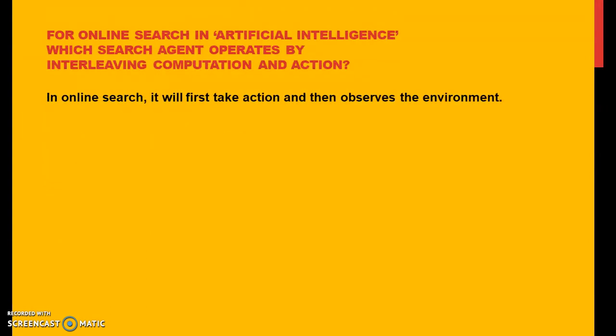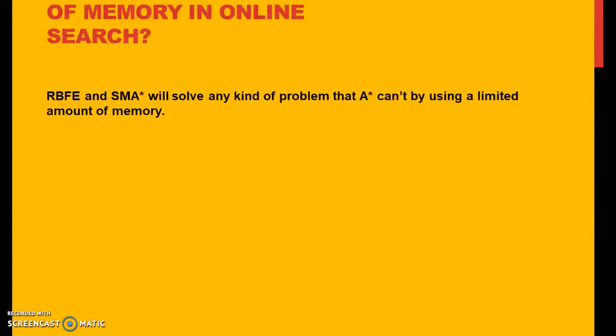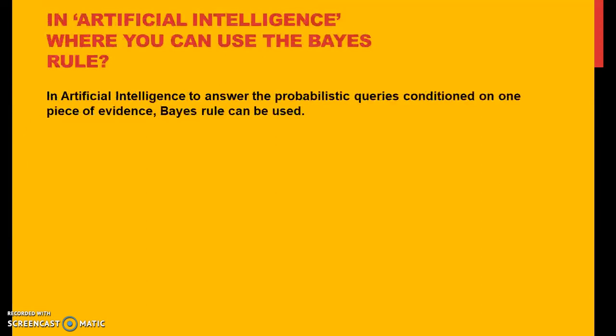For online search in artificial intelligence, which search agent operates by interleaving computation and action? In online search, it will first take action and then observe the environment. In artificial intelligence, where can you use the Bayes rule? The Bayes rule can be used in probabilistic queries conditioned on one piece of evidence.